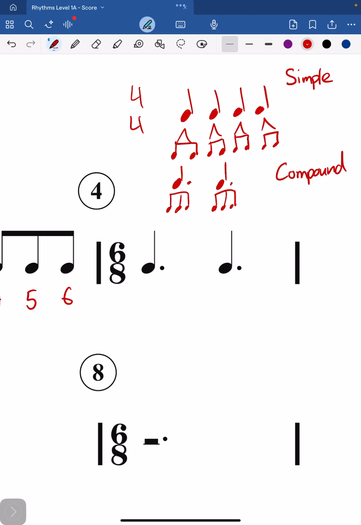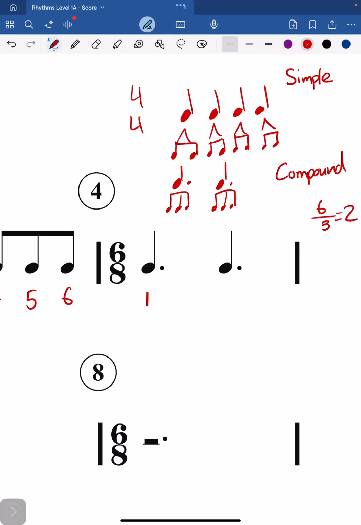If this is a compound beat, we also need to figure out how many macro beats we will have in the measure. We do that by taking the top number 6 and dividing it by the compound beat, which is 3. Divide 6 by 3, you get 2 macro beats. So we have 2 macro beats in this measure in number 4, and let's see how that applies.